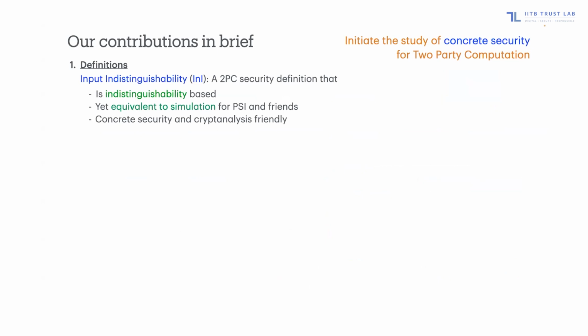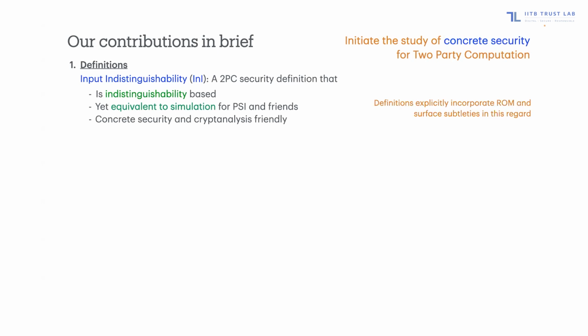To summarize our contributions, we initiate the study of concrete security for two-party computation by giving a new definition, which is indistinguishability-based, called input indistinguishability, or INI. This definition is very concrete-security friendly and cryptanalysis friendly, and still is equivalent to the simulation-based definitions, which traditionally are used in this space, for a class of functionalities that we will look into later.